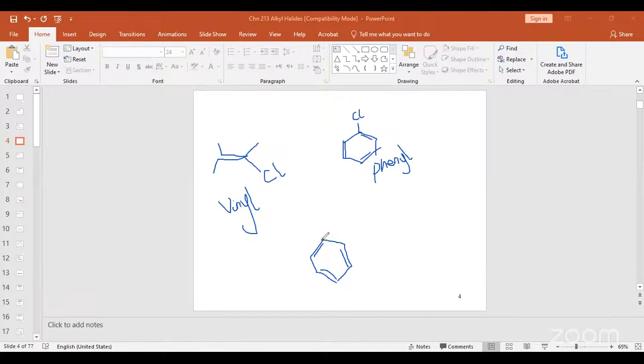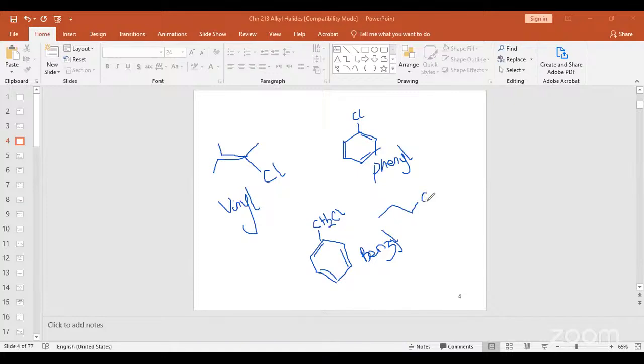That's your benzene ring. You have a carbon attached to it, and to that carbon, you have a halogen. Then you have benzyl chloride. That's your benzyl chloride, or benzyl, as we call it. Benzyl chloride. And the last one is when you have a double bond.